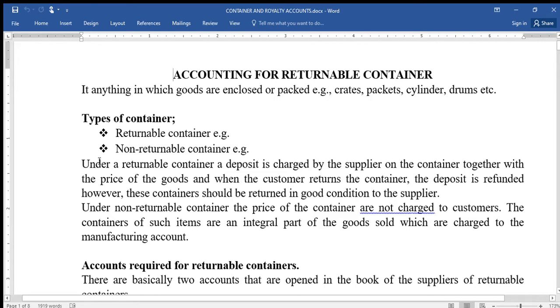So under a returnable container, a deposit is charged by the supplier on the container together with the price of the goods, and when the customer returns the container, the deposit is refunded. However, these containers should be returned in good condition to the supplier.